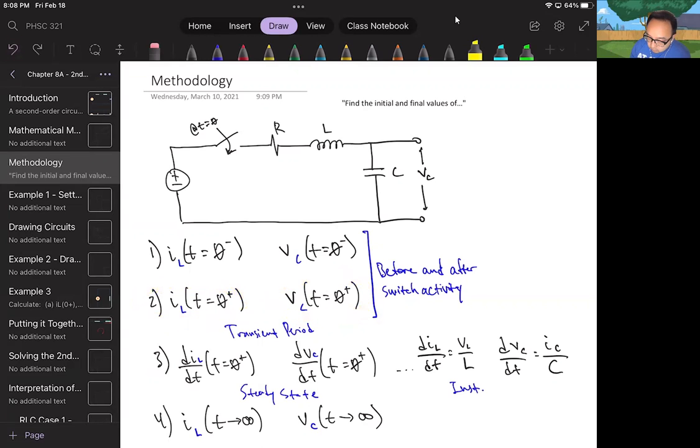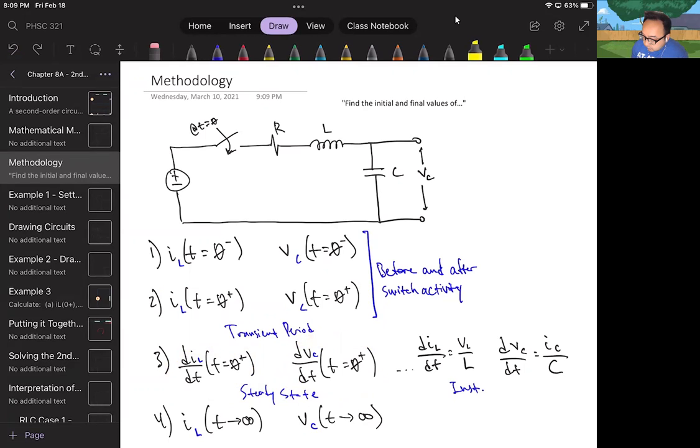Next, we want to look for what's happening in what we call the transient period. The transient period is the period from initial to final condition, whether it's from high to low or low to high. In the transient period, we're looking for di/dt when time is greater than 0, and also dv/dt when time is greater than 0 as well. So hopefully you can see a common theme here.